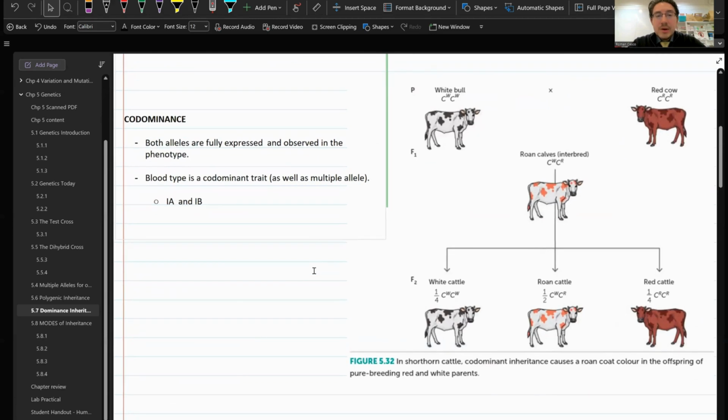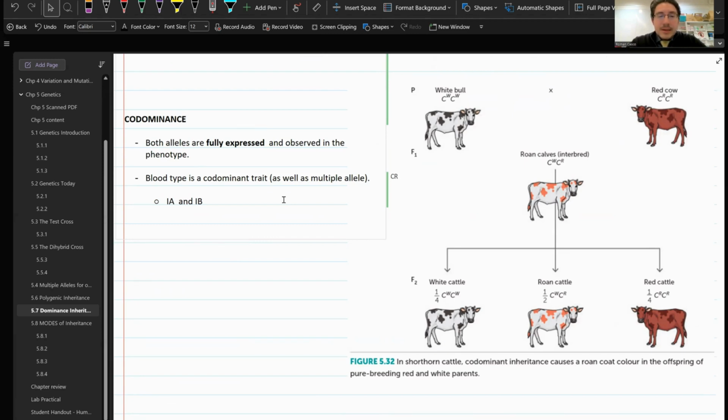And then you also have codominance. Codominance is where both alleles are fully expressed and observed in the phenotype. So there's absolutely no dominance; they're both essentially dominant, and both expressing their protein, if I can say that. Again, like I was mentioning, blood type is a perfect example of codominance, where you have the A antigen protein and the B antigen protein both fully expressed on the surface of the cell, and there's really no sense of dominance there.